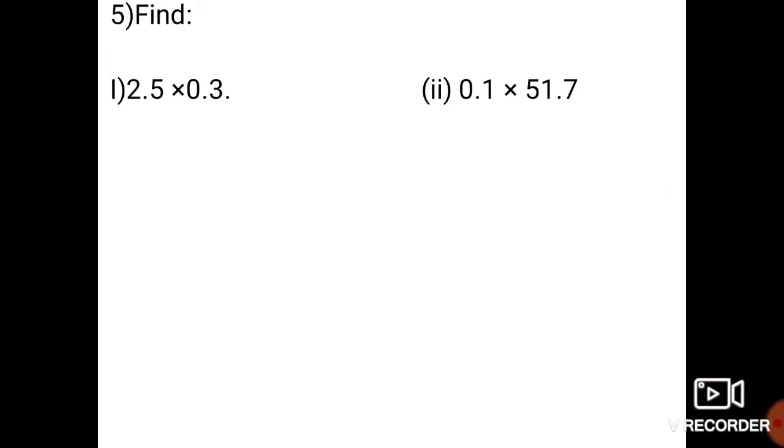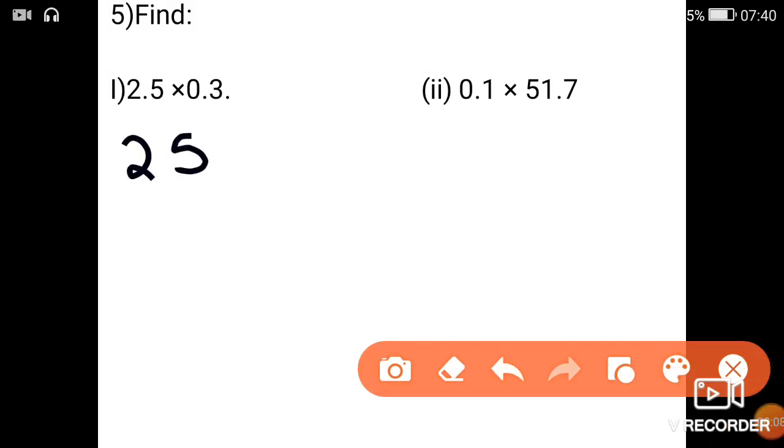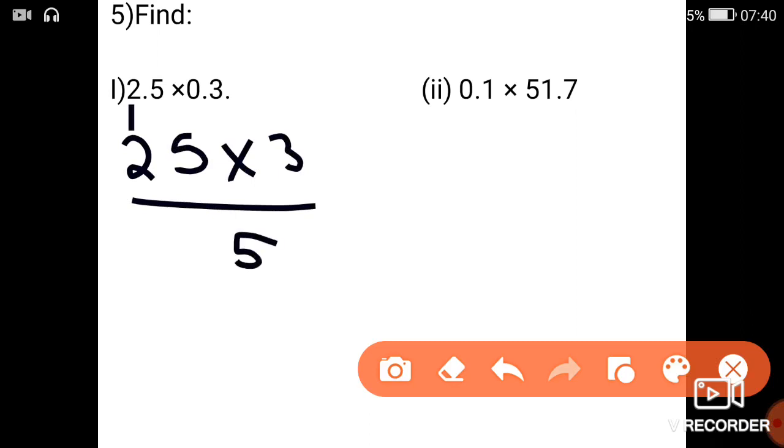In first problem, we have 2.5. We need to multiply it with 0.3. So, first we will represent as a whole number. We will write down 25 into 3. So, 3 5s are 15. 3 2s are 6. 6 plus 1 is 7. So, it is 75. Now, we will represent it as a decimal number. So, there are two digits after the decimal points in 2.5 and 0.3. So, thus 2.5 multiplied by 0.3 is 0.75.